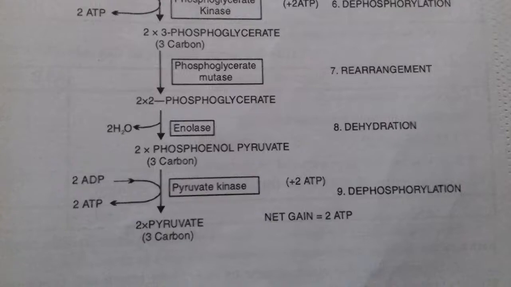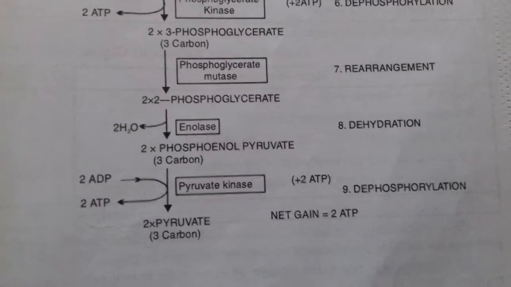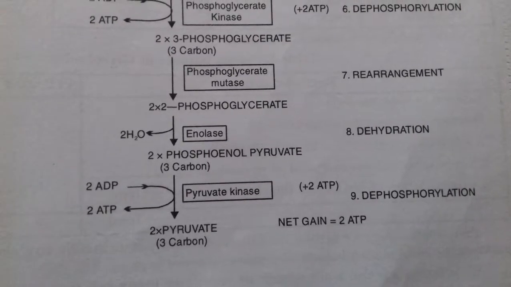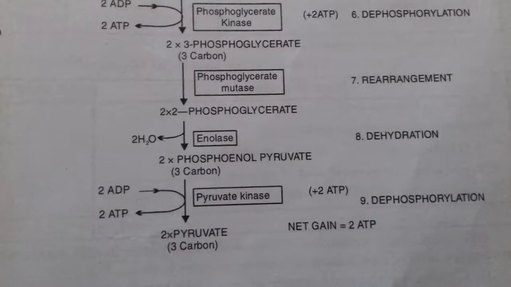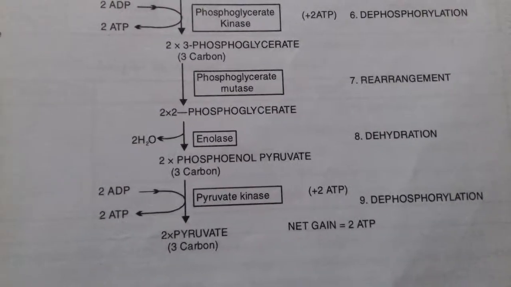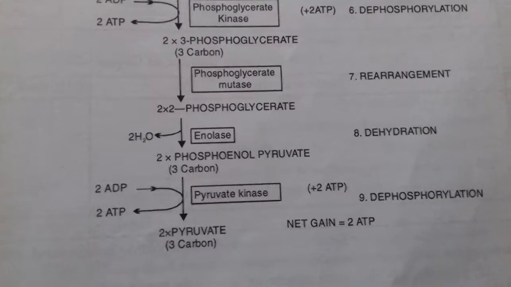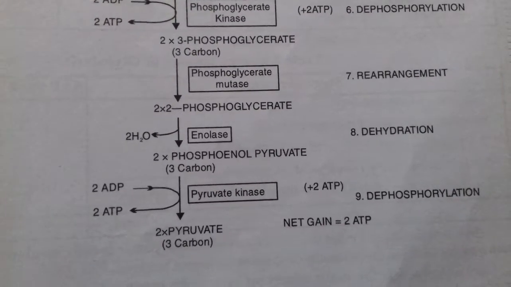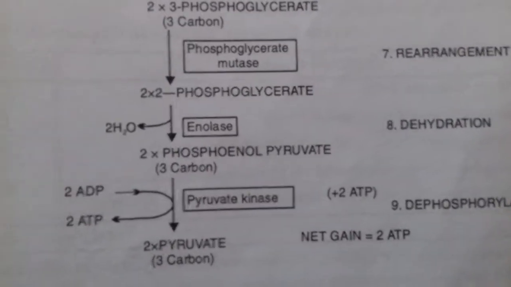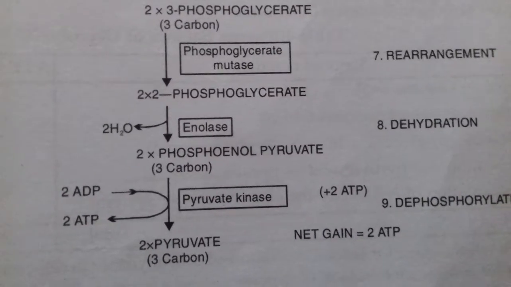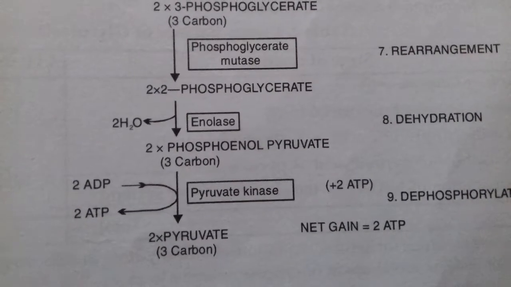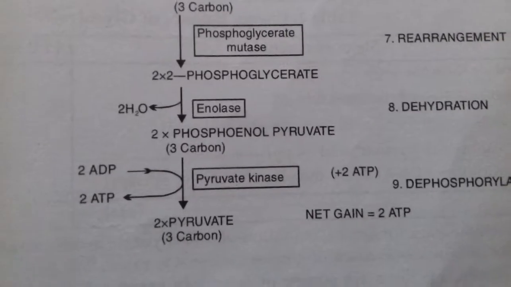Now the next step is only a rearrangement of 3-phosphoglycerate. 3-phosphoglycerate, 3 carbon sugar, will be converted into 2-phosphoglycerate in the presence of phosphoglycerate mutase. There is the next step of dehydration, in which there will be loss of water, that is H2O. 2-phosphoglycerate in the presence of enolase enzyme will be converted into 2 phosphoenolpyruvate.